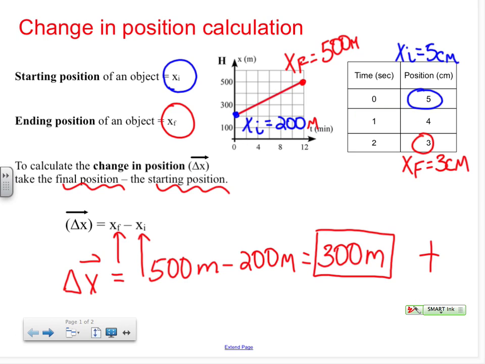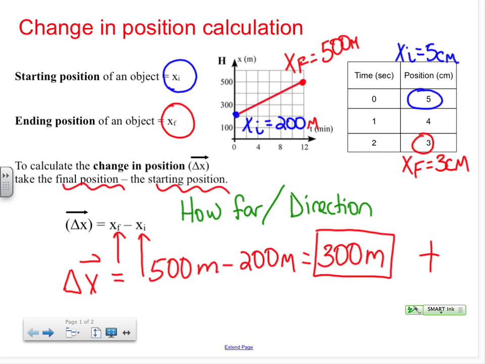The change in position tells me 2 things. It tells me how far the object goes, and it also tells me the direction that it goes. Now, if you'll notice, there are some similarities with velocity. Velocity tells me how fast plus direction. Well, change in position tells me how far plus the direction.